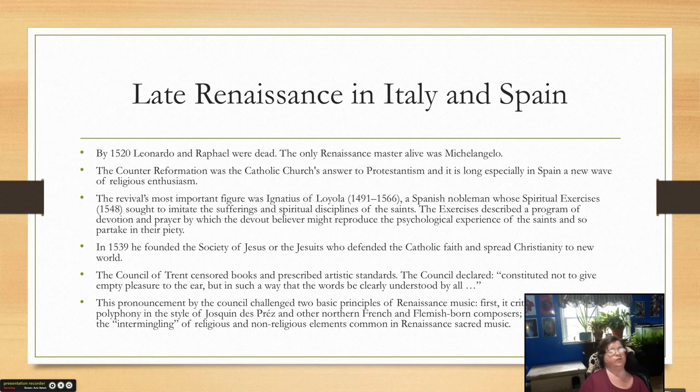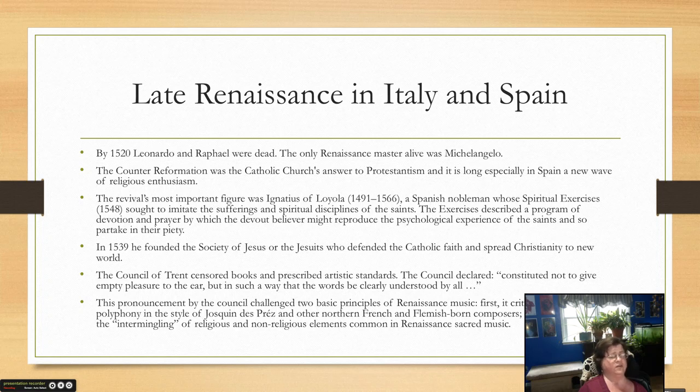The Counter-Reformation was the Catholic Church's answer to Protestantism, a new wave of religious enthusiasm, strong especially in Spain. The revival's most important figure was Ignatius of Loyola, a Spanish nobleman whose spiritual exercises sought to imitate the sufferings and spiritual disciplines of the saints. The exercises prescribed a program of devotion and prayer by which the devout believer might reproduce a psychological experience of the saints and so partake of their piety.